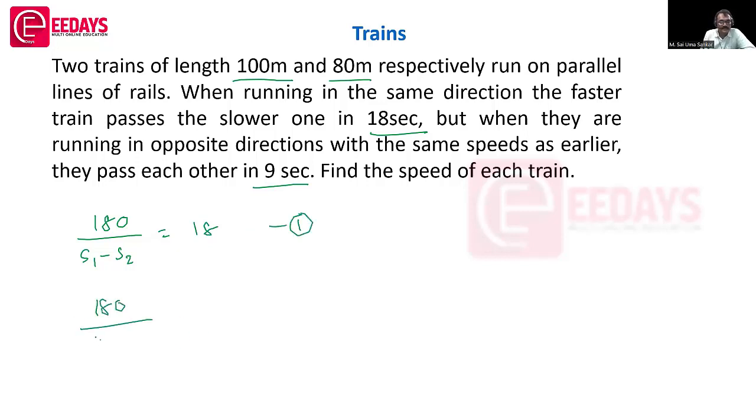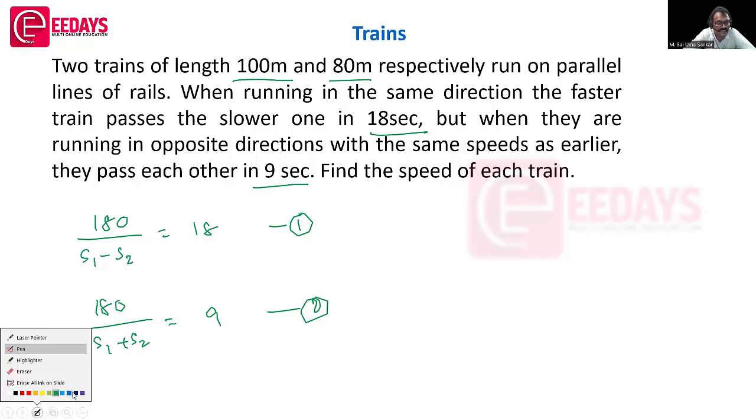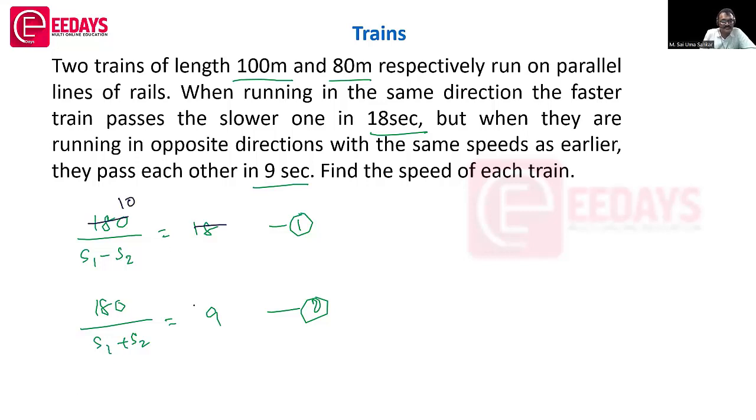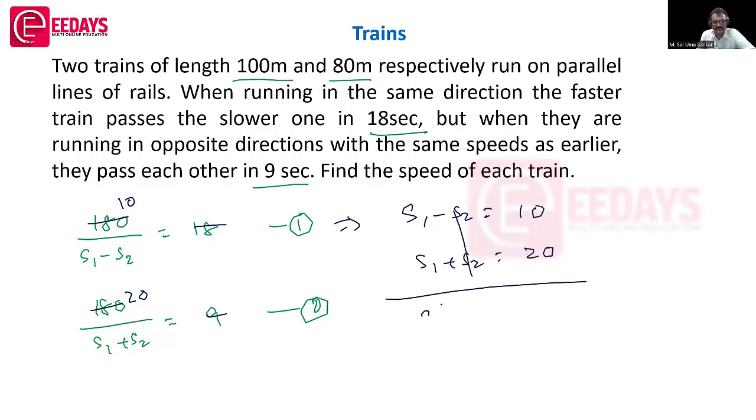180 by S1 plus S2 is equal to 9 seconds. This is the second equation. How does the first equation change? This is equal to 10 times and this is equal to 20 times. This implies S1 minus S2 is equal to 10 and S1 plus S2 is equal to 20. S2 gets cancelled. 2S1 is equal to 30.